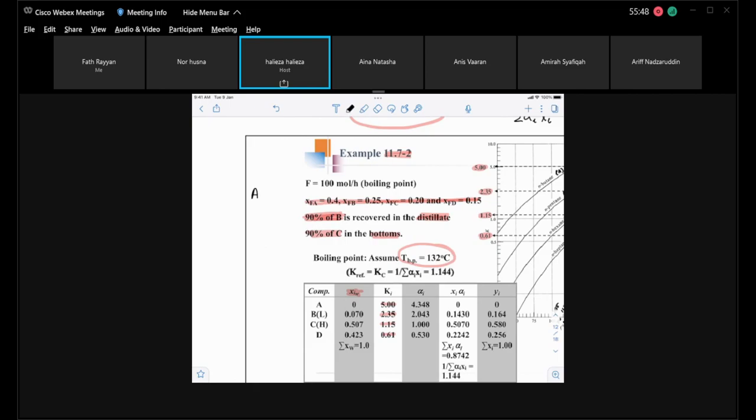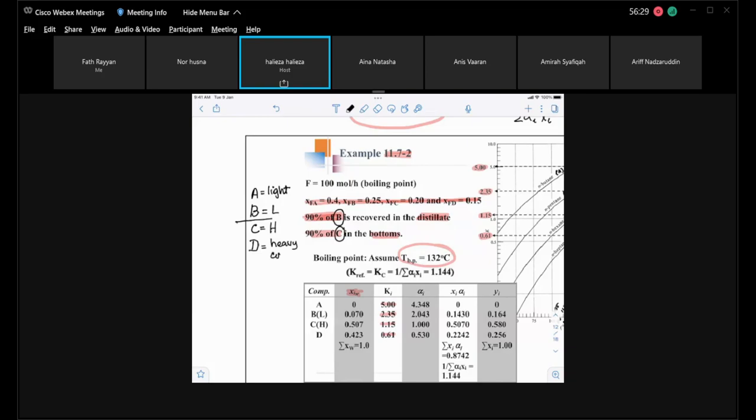You have A, which is your most volatile. You have B, and you have C, and the least volatile is D. Over here it is mentioned that B will be in the distillate, C will be in the bottom. So that means your split is between B and C. So B will be your light key, C will be your heavy key. A will become the light component. This will become your heavy component.